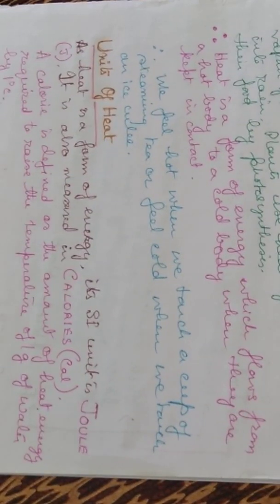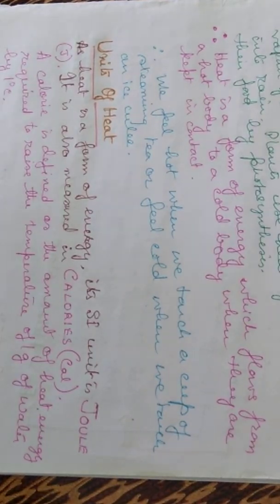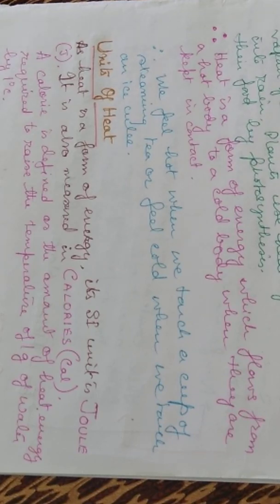So what we can deduce from this is that heat is a form of energy which flows from a hot body to a cold body when they are kept in contact. That is why we feel hot when we touch a cup of steaming tea, or feel cold when we touch an ice cube. So we can differentiate the temperatures of bodies due to this heating effect.